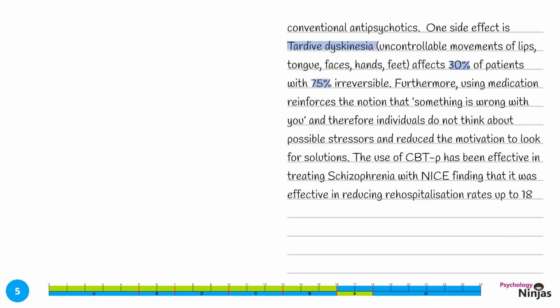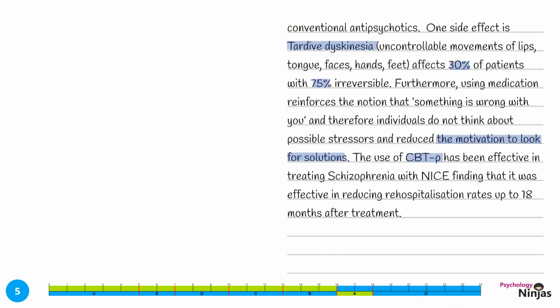Furthermore, using medication reinforces the notion that something is wrong with you, and therefore individuals do not think about possible stressors, reducing the motivation to look for solutions. The use of CBTp has been effective in treating schizophrenia, with NICE finding that it was effective in reducing rehospitalisation rates up to 18 months after treatment. We've discussed the impact by suggesting that by using drug therapies, we lose motivation for looking at other solutions. We've also identified CBTp as an alternative to drug therapies.